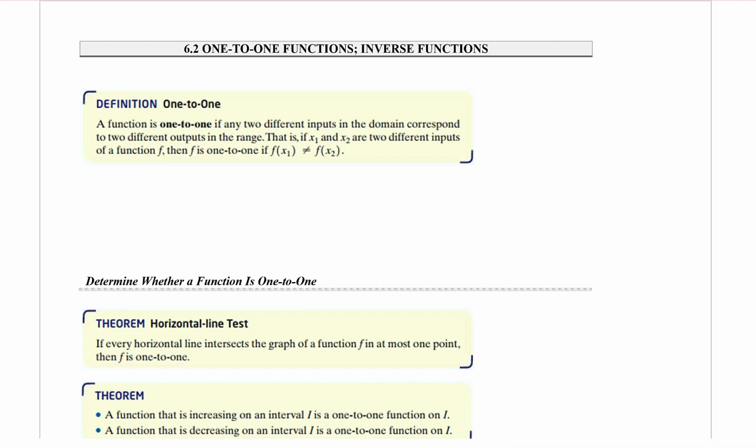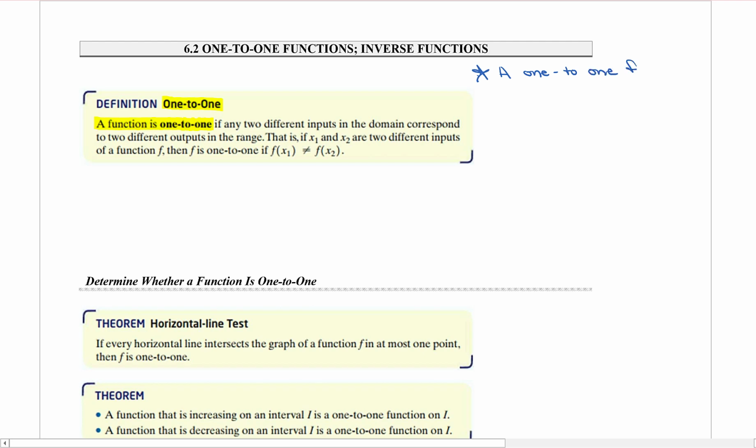This is 6.2, and it's on one-to-one functions and inverse functions. The definition of a one-to-one function: a function is one-to-one if any two different inputs in the domain correspond to two different outputs in the range. That is, if x sub 1 and x sub 2 are two different inputs of a function f, then f is one-to-one if f of x sub 1 is not equal to f of x sub 2.